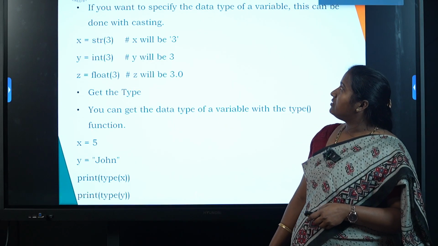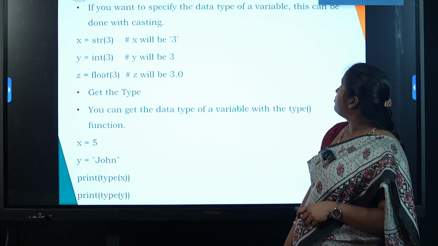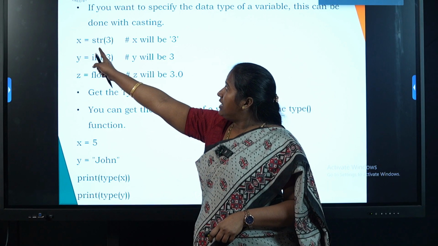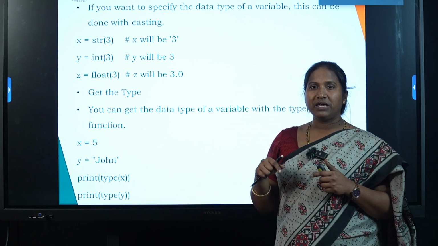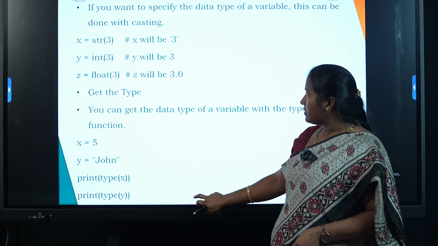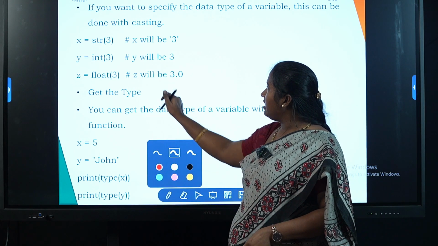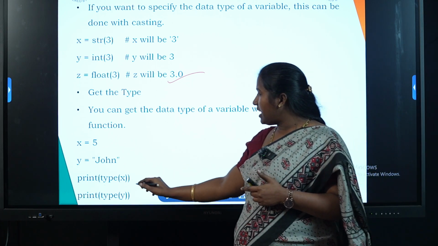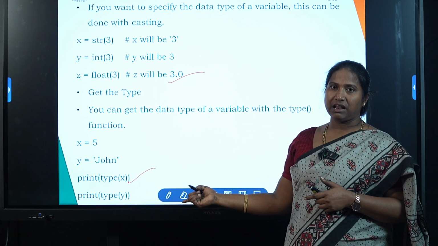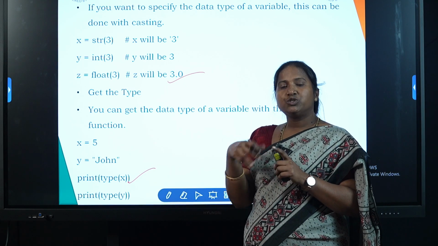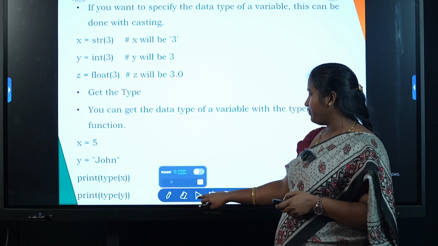Now let's see about this. If you want to specify the data type of a variable, this can be done with casting. Now x is equal to str of 3, now x will be 3. y is equal to int of 3, now y will be 3. z is equal to float of 3, now z will be 3.0. If you want to get the type, as we discussed in the previous slide, I can give the type of variable command so that I can see the data type of it.